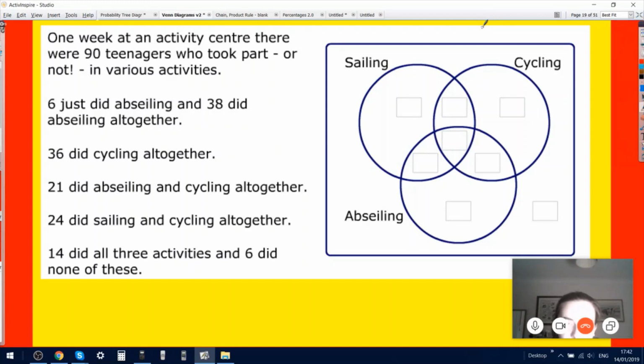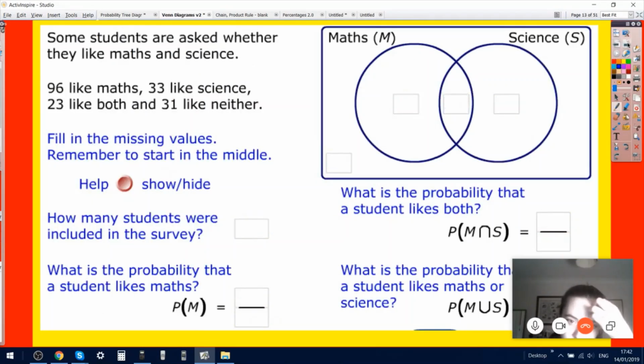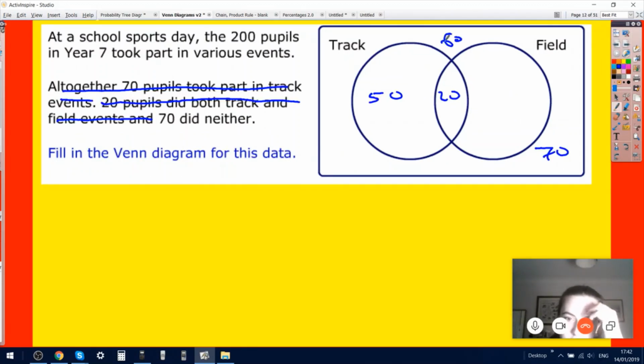Okay, how about this one? Um, 6 in abseiling. So there. Yeah. Okay. 21 in between abseiling and cycling. So the way you did this one was you started from the middle and worked your way out. And so that's the way I'd recommend you always do it. Start from the very center, work your way out, and the only exception is the outside, which isn't affected by them.